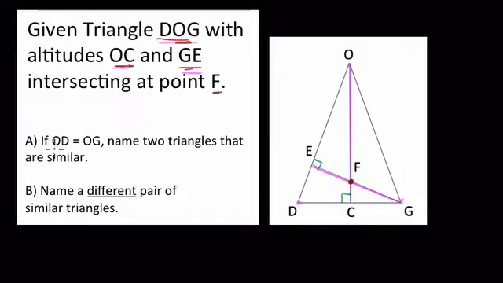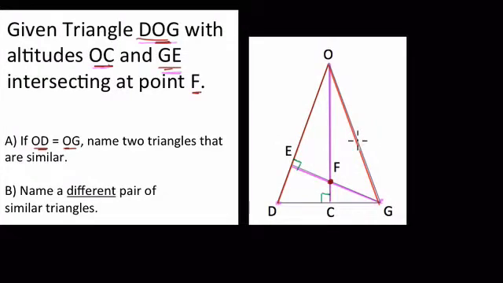Here in part A, they say if OD equals OG, so that means that, and I would label this OD, right, and OG, these two lines are exactly the same. So this DOG is an isosceles triangle. Name two triangles that are similar. Well, we could look at this in terms of the isosceles triangle and work with the benefits of an isosceles triangle here.